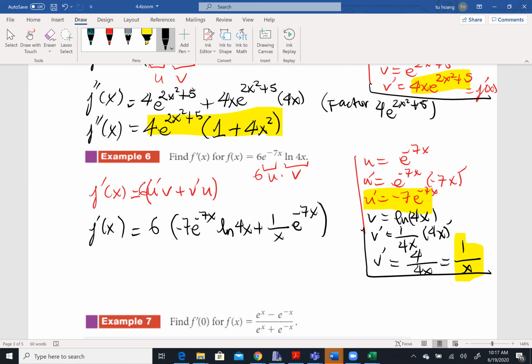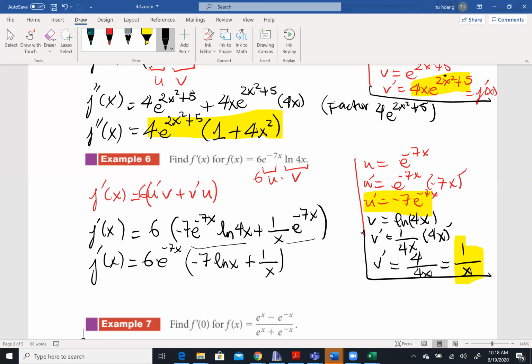So now I would like to factor out the e to the negative 7x for these two terms, right? I will have f derivative of x equal to 6 times e to the negative 7x. I factor it out already. And inside now gonna give me negative 7 times ln x plus 1 over x. And I think that should be the answer for f derivative of x.